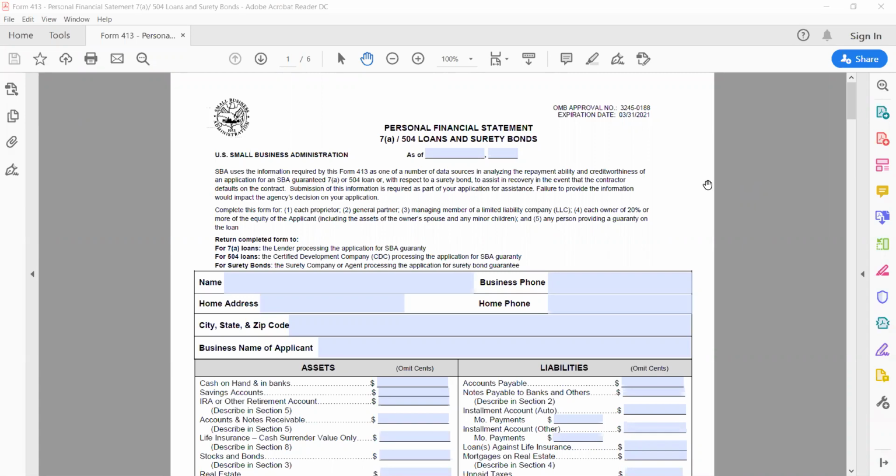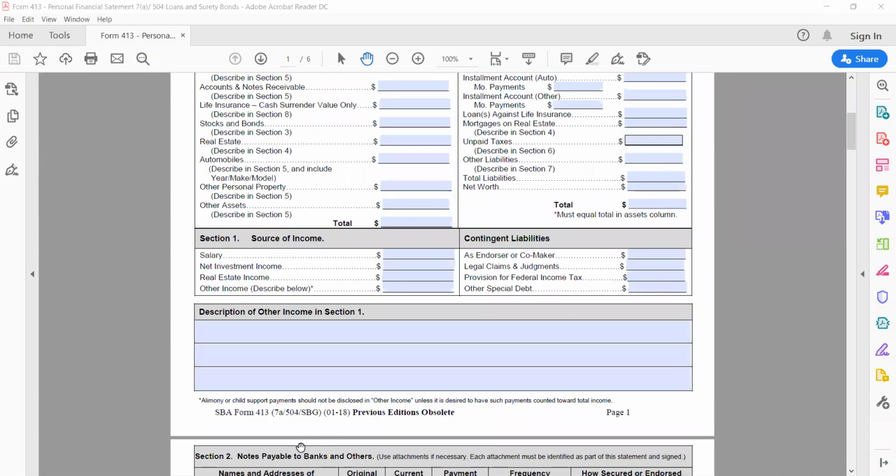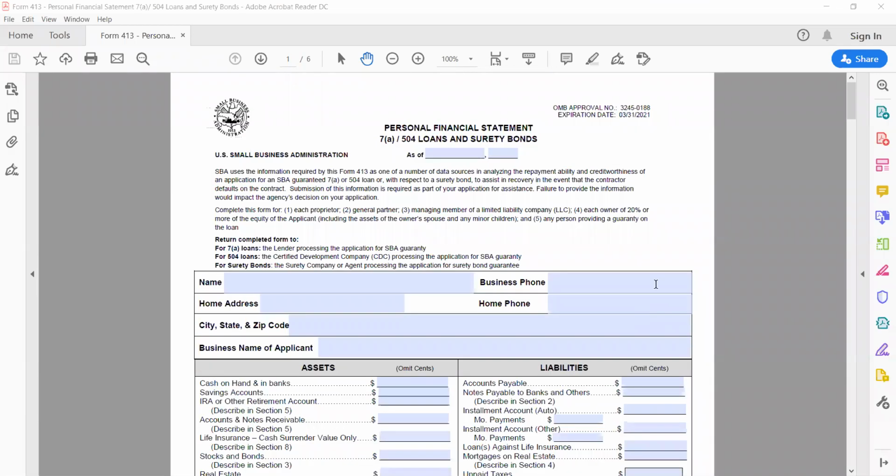Hello, today we're going to be talking about the SBA Form 413, as indicated on the bottom here in the footer. First thing we want to do is take a look at the expiration date and make sure that we're completing the application on a current form. Every so often they'll update this form. This one is going to be current until next year.